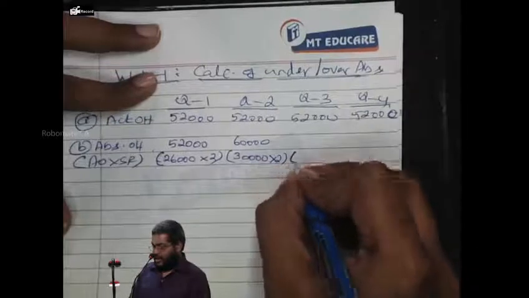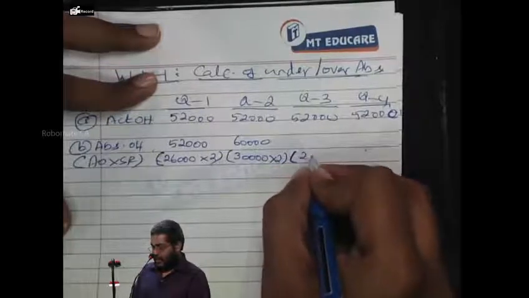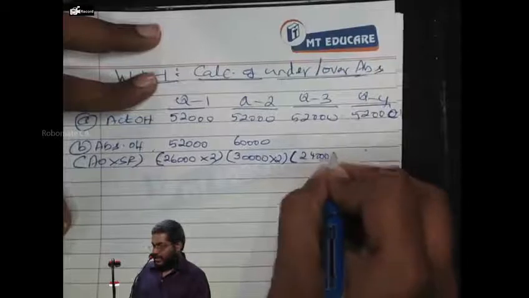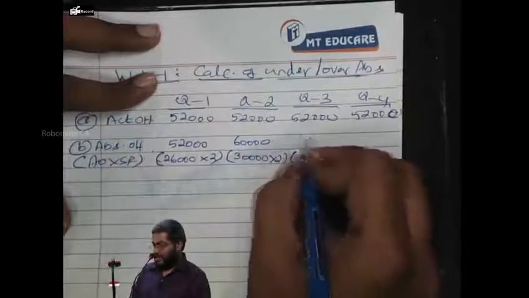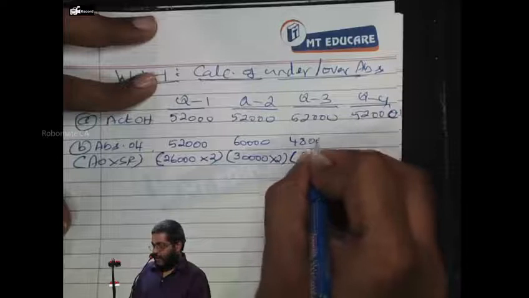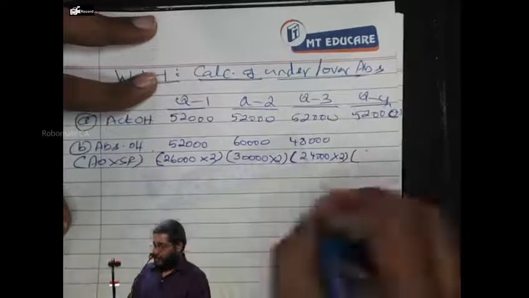Quarter 3, how many units am I producing? 24,000. Each unit takes 2 rupees here. So the absorbed overhead is 48,000. Quarter 4, how many units am I producing?